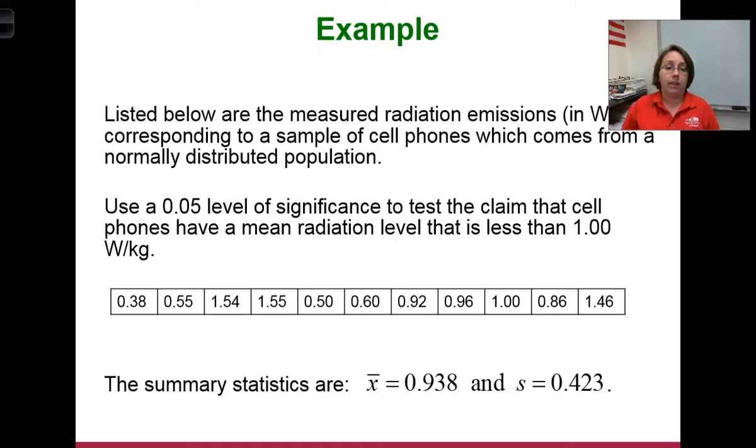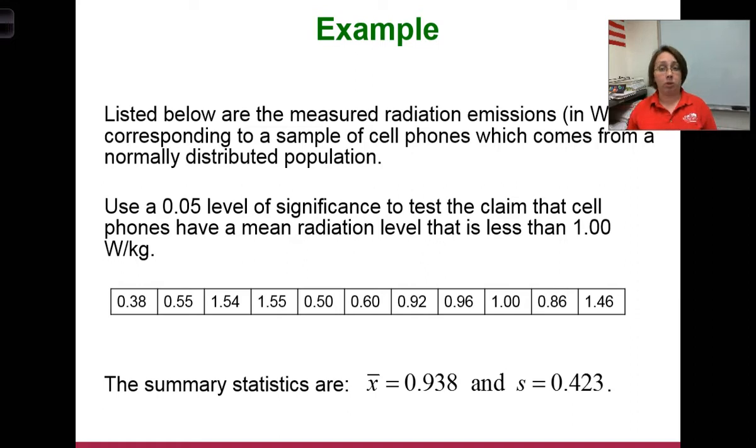Here's an example. Listed below are the measured radiation emissions corresponding to a sample of cell phones which comes from a normally distributed population. Very important there is it has told us that we have a normally distributed population. Okay? Now let's assume our sample is a random sample. We have normal. The question is, are they going to give us sigma or not? So you have to finish reading the question.